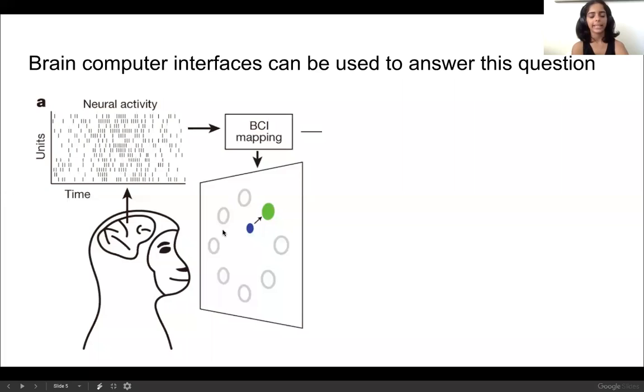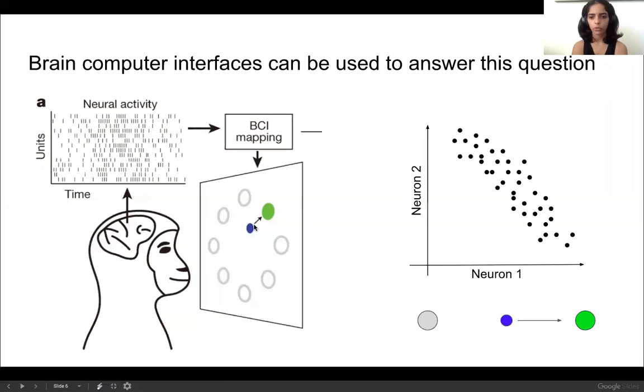So now, in this paper, they actually record usually around 19 neurons at a time, and the cursor moves on a 2D screen. But for the purposes of our presentation, I'm going to make it much dumber. I'm going to think of only two neurons. So imagine that we're recording neuron 1 and neuron 2. This is the firing rate of neuron 1 on the x-axis, firing rate of neuron 2 on the y-axis.